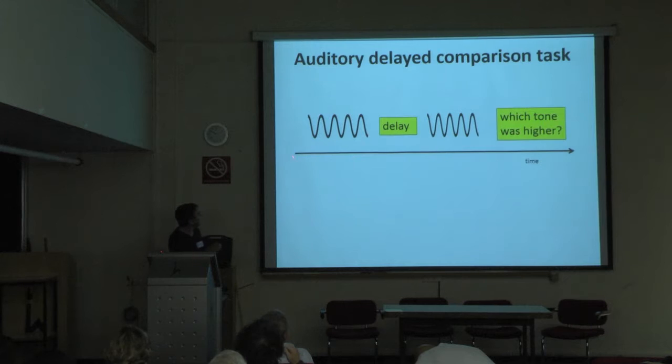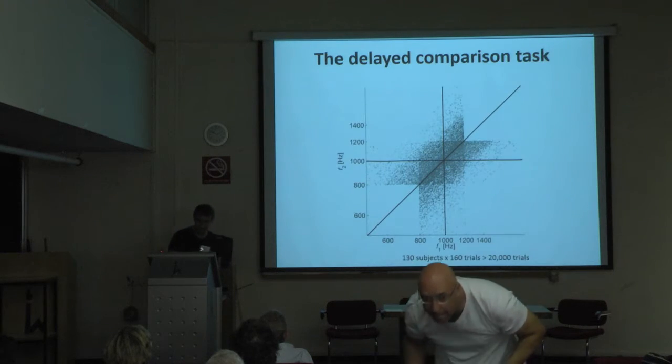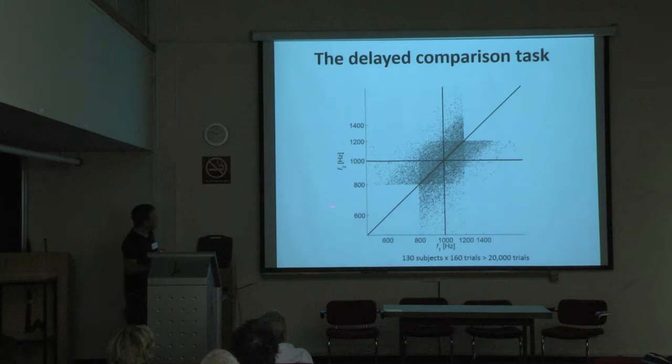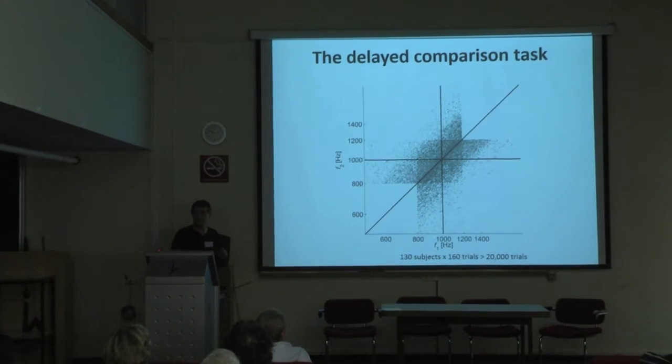Most of the results that we show will concern the auditory delay comparison task, in which the subject is presented with two tones and has to say which one is higher. It sounds something like this. Which one is higher? Not very interesting, but this is what we do for a living. This is how such an experiment looks. There's the frequency of the first tone, the frequency of the second tone, and every point in this graph corresponds to one trial.